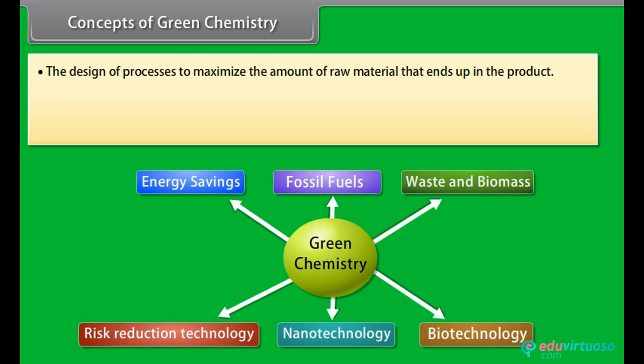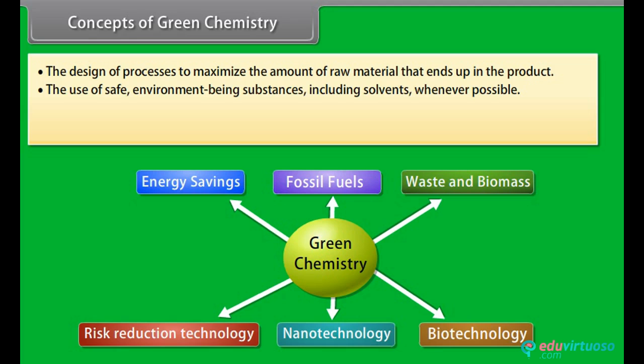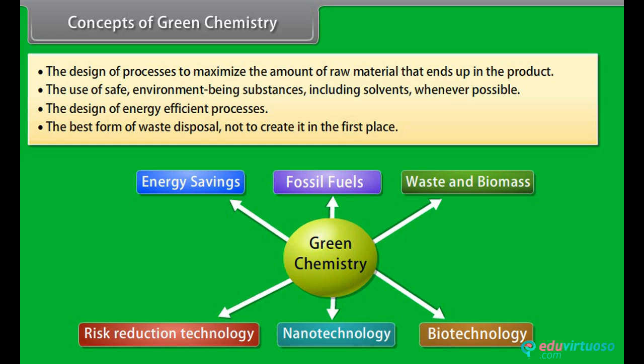Concepts of green chemistry: the design of processes to maximize the amount of raw material that ends up in the product; the use of safe, environment-benign substances, including solvents, whenever possible; the design of energy-efficient processes; and the best form of waste disposal is not to create it in the first place.